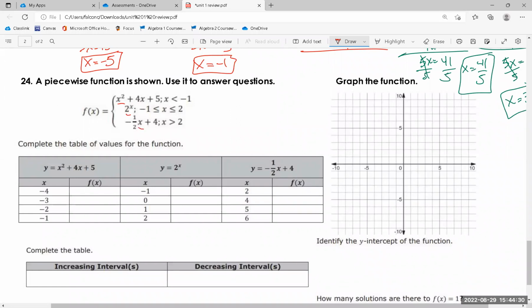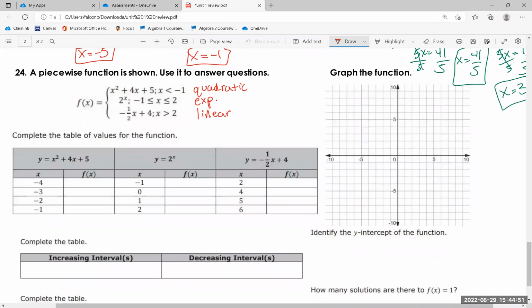So we have 3 pieces. Quadratic, so we know this is going to look like a parabola. Exponential, so it'll look like a curve. And then we'll have a linear piece, a line. It's a good idea to give yourself a visual of what this should look like when you graph it. First we want to do the table of values, which will help us graph this. So we're just going to plug these numbers in.